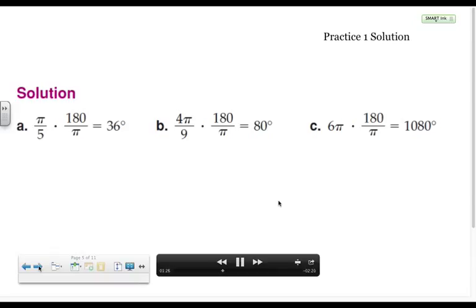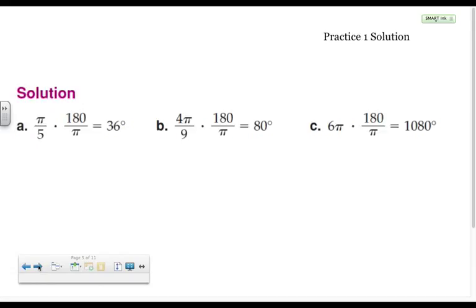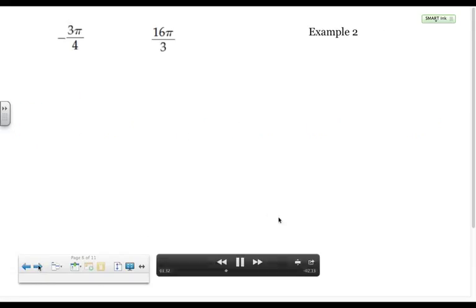So, all right. The next step is a little bit more complicated. We're going to talk about when we have radians that are not on the unit circle. Now, the ones that we're going to talk about all have a corresponding radian on the unit circle.